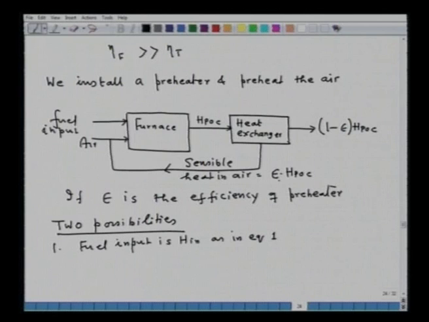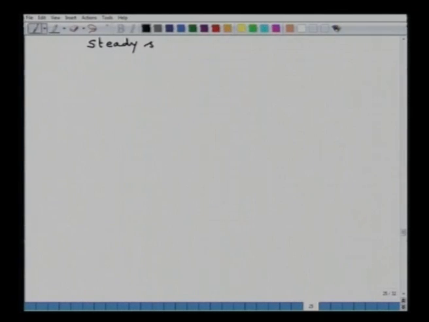So, if you write down again the steady state heat balance, then the steady state heat balance is H in plus epsilon H POC, that is equal to H dash U plus H POC plus H L.